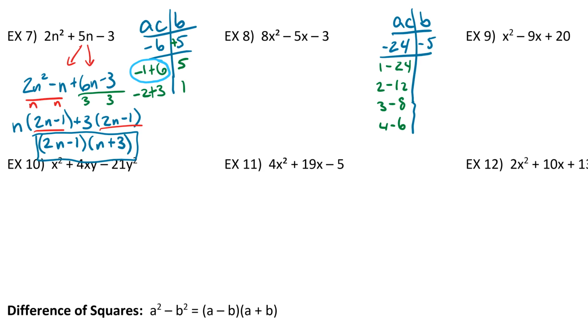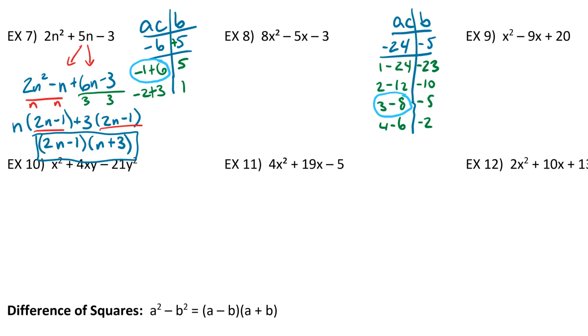So 1 minus 24 would be negative 23. 2 minus 12 would be negative 10. 3 minus 8 would be negative 5. And 4 minus 6 would be negative 2. So 3 and negative 8 are the two factors that we're looking for.